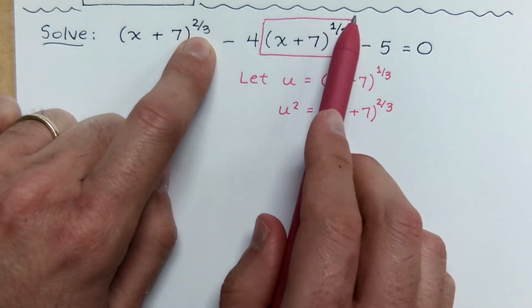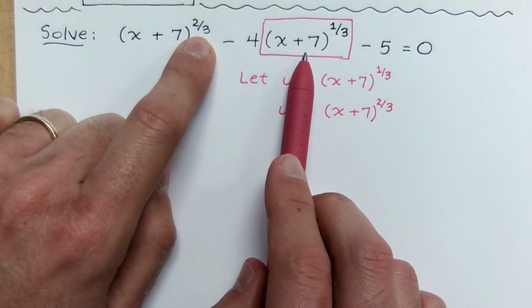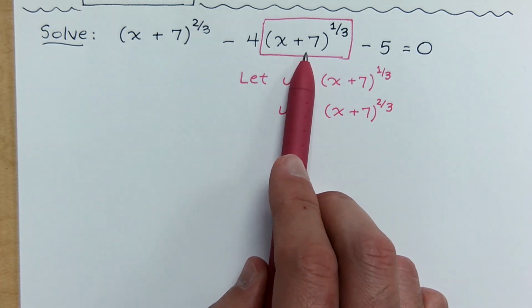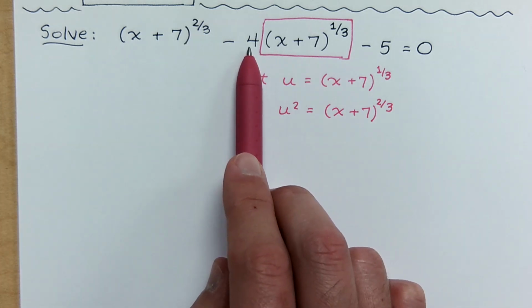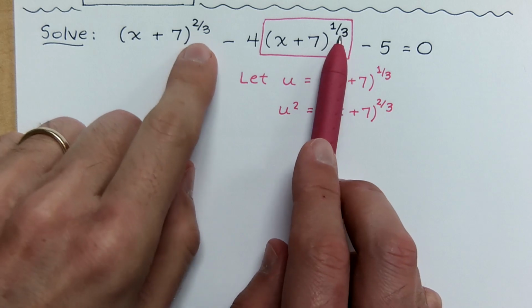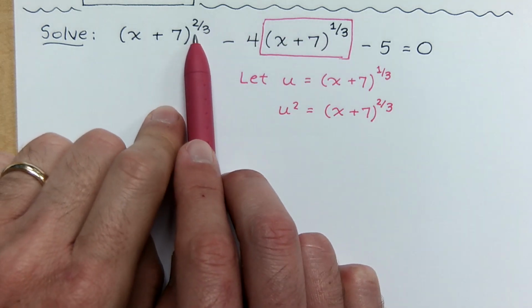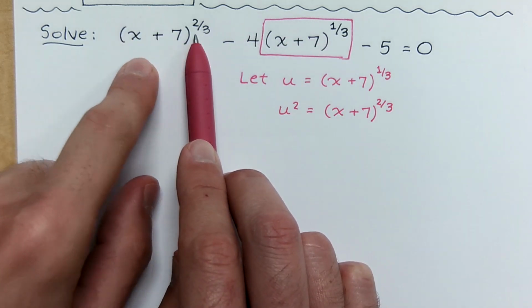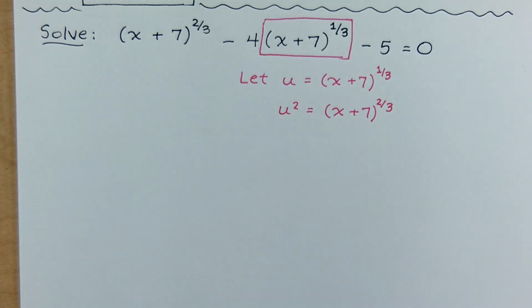So typically the guy that's here in the middle is going to be your u, and again, just the variable part, don't include the 4. And notice that if you double the 1/3, you get the 2/3. So that makes this guy your u squared. So what we do here is we make this u substitution, which tends to clean up the problem so that we can then do quadratic methods on this, and it becomes a fairly simple problem.